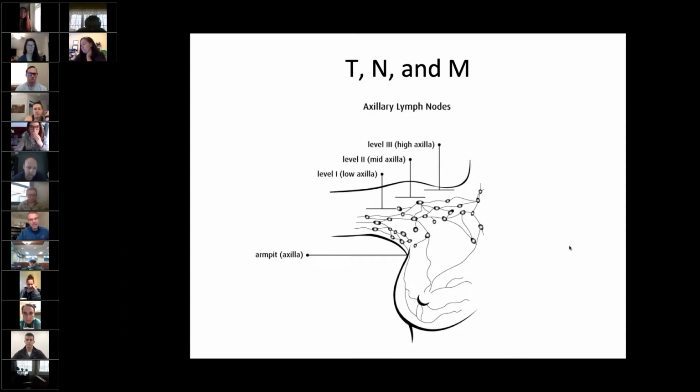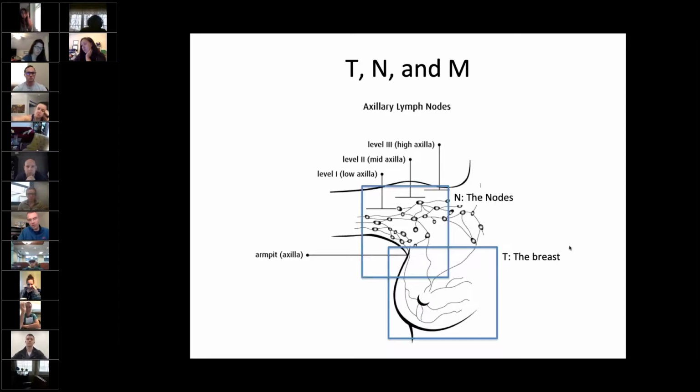So there's the TNM, which is, I think, an easy framework. There's the tumor, the nodes, and the rest of the body. So we need to think about how we're going to treat the tumor, how we're going to treat the nodes, how we're going to treat the rest of the body. So the tumor, how are we going to treat the breast? It's either going to be a mastectomy or it's going to be lumpectomy plus radiation. Those two are equivalent. And then we're going to talk about how we're going to treat the nodes.